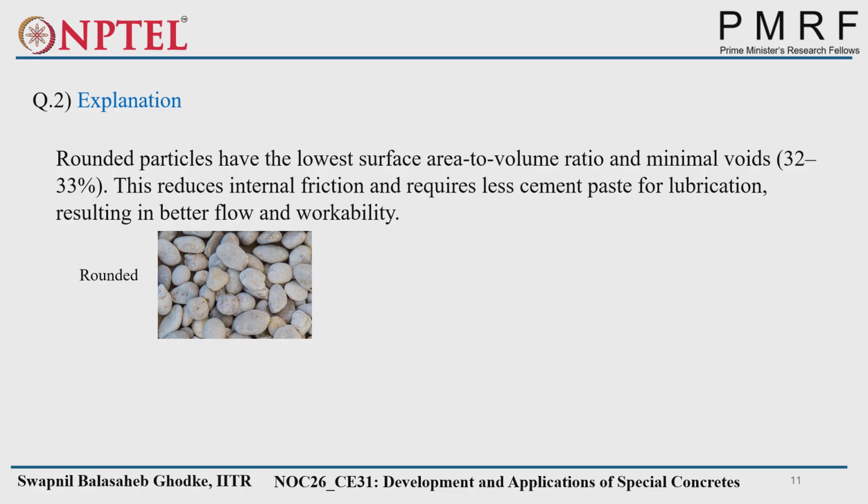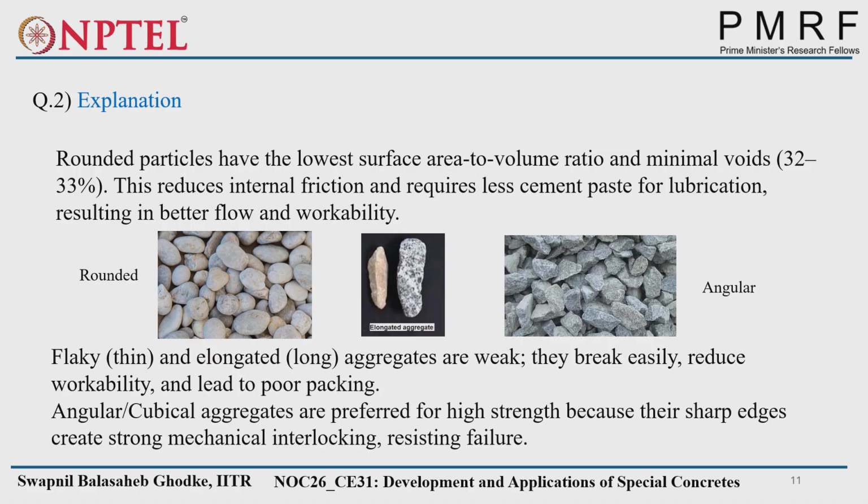We'll see that one. What happens in the case of rounded aggregates? Rounded particles have the lowest surface area to volume ratio, and we also have the minimum voids, 30 to 33%. So this reduces the internal friction and has a more lubricating effect. Because of the lower surface area to volume ratio, we require less paste to lubricate the surface. So because of that, we will have better flow and workability with less mortar content itself.